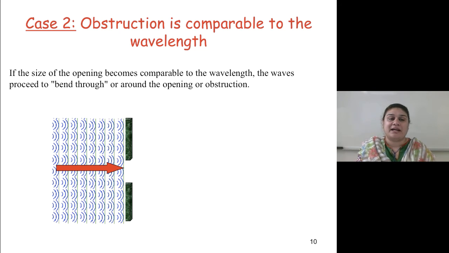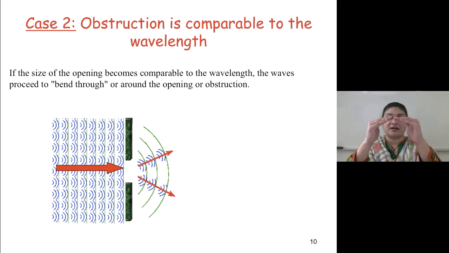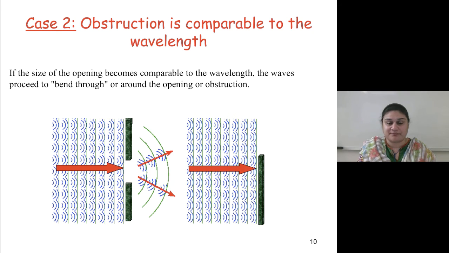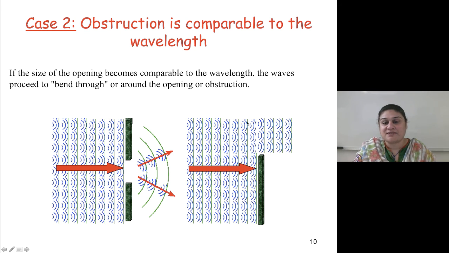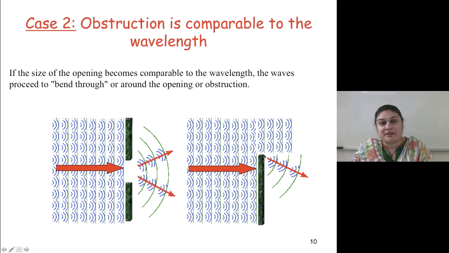Now what about case 2, if the size of the opening becomes comparable to the wavelength? The waves proceed to bend through or around the opening or obstruction. For example, in this case, they will become spherical waves as they propagate forward. Or in this case, the waves that are away from the barrier will continue to go straight. However, the waves really close to the barrier edge will become bent, whereas the rest of the wave will get stopped.